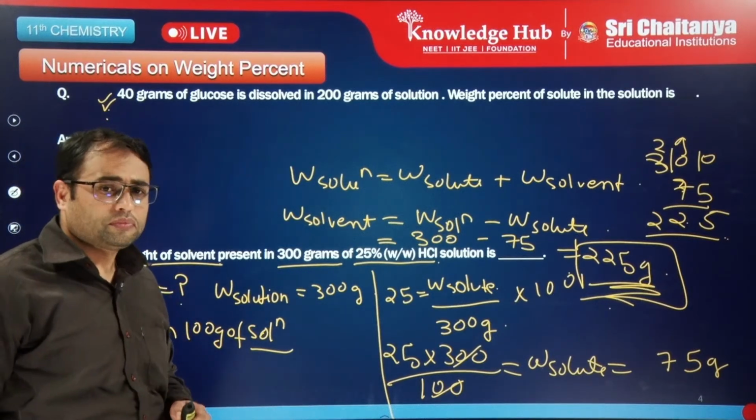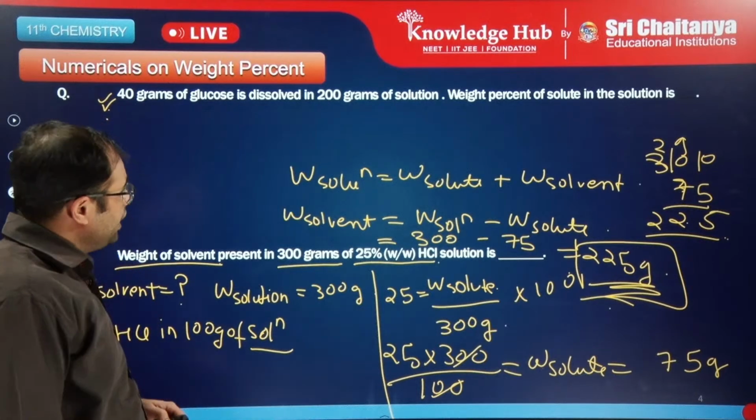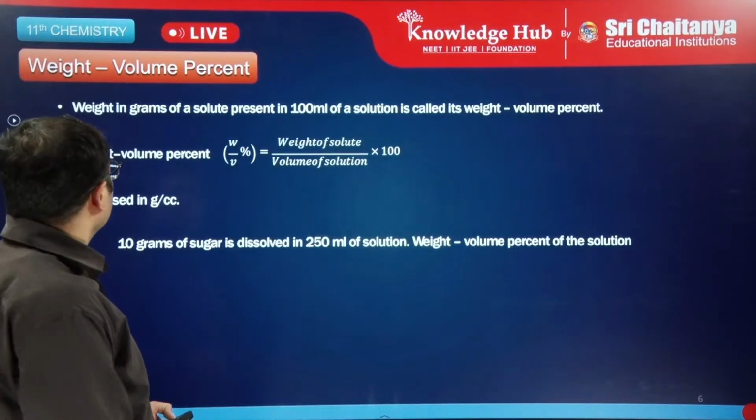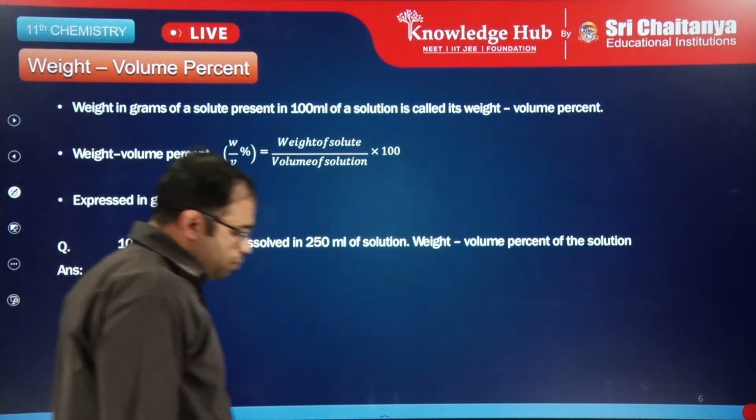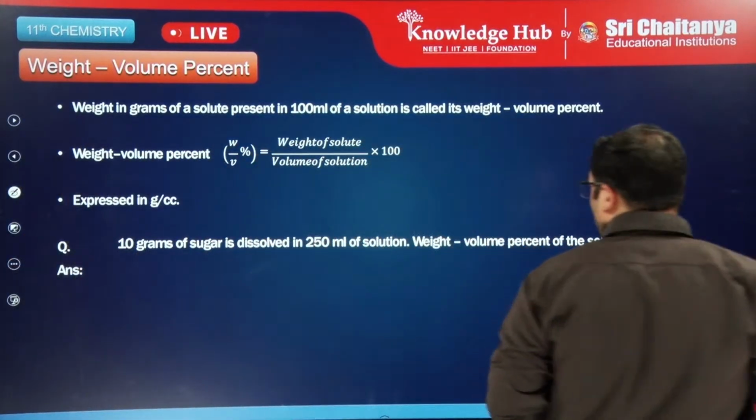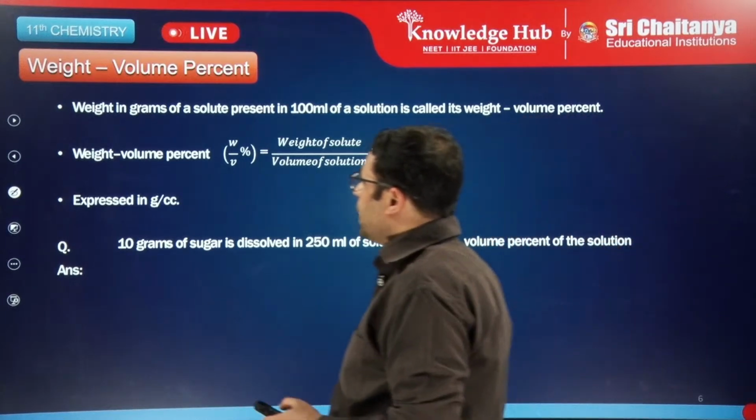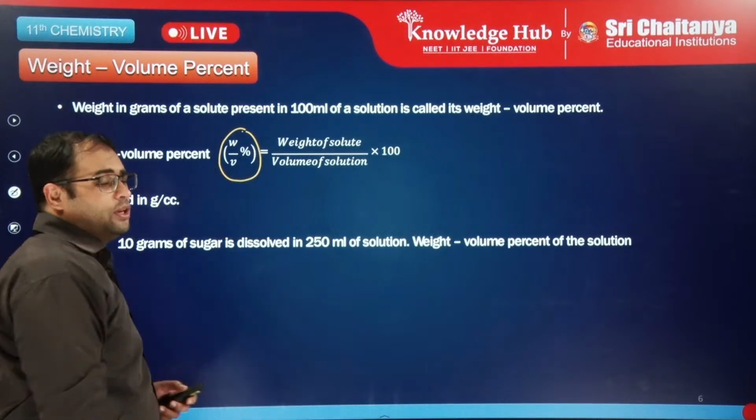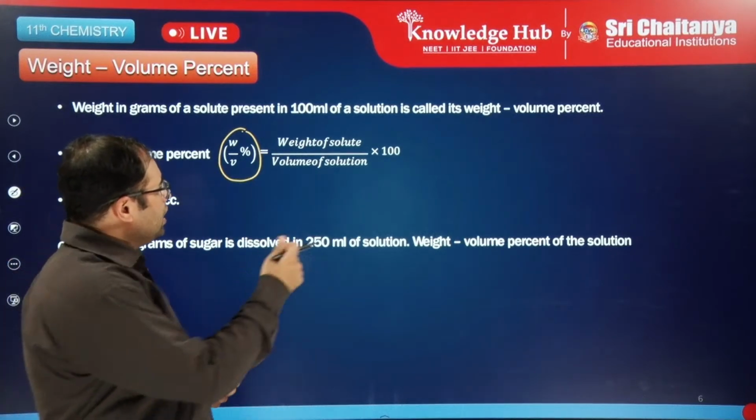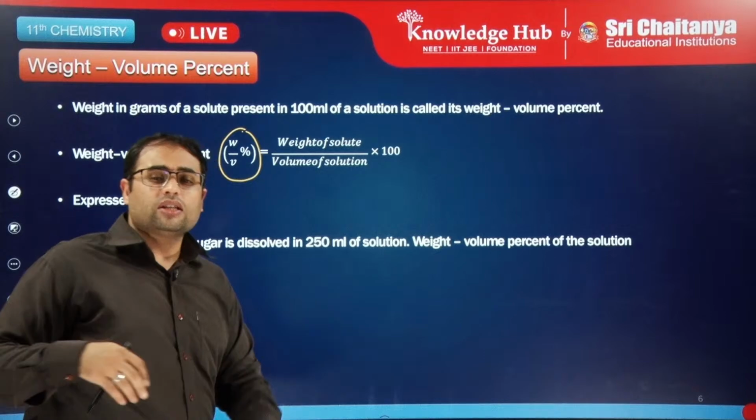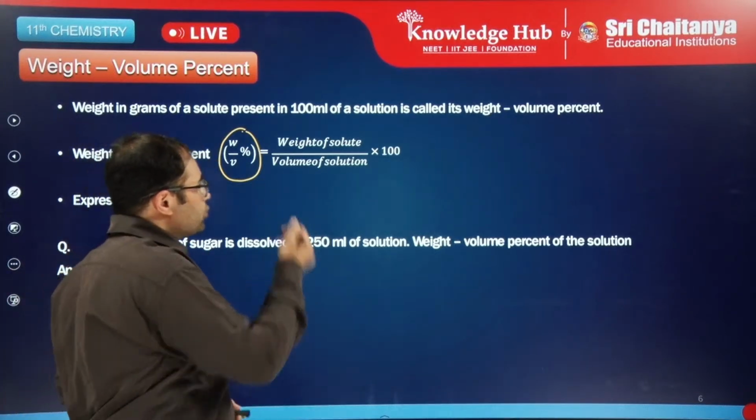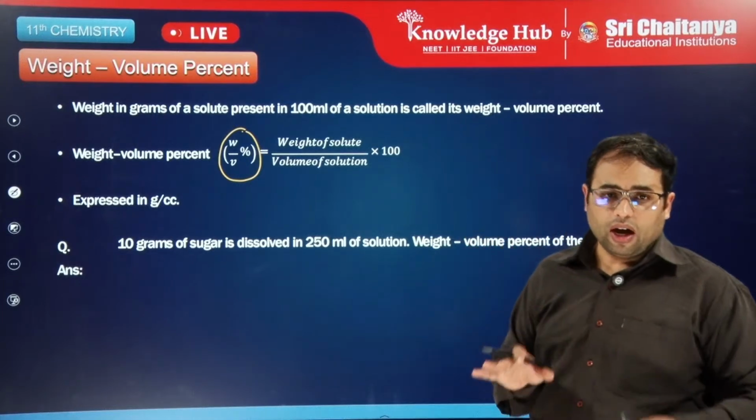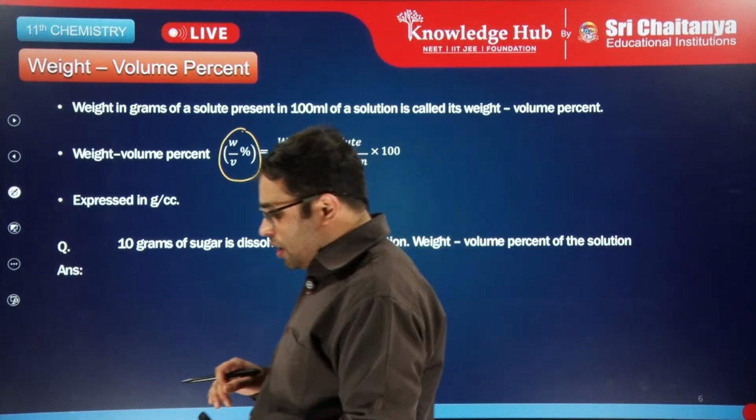So now let's move forward. This I've already explained. Weight volume percent means, earlier there was W here, now it is V. Earlier there was weight of solution, now it is volume of solution. So weight of solute divided by volume of solution into 100.